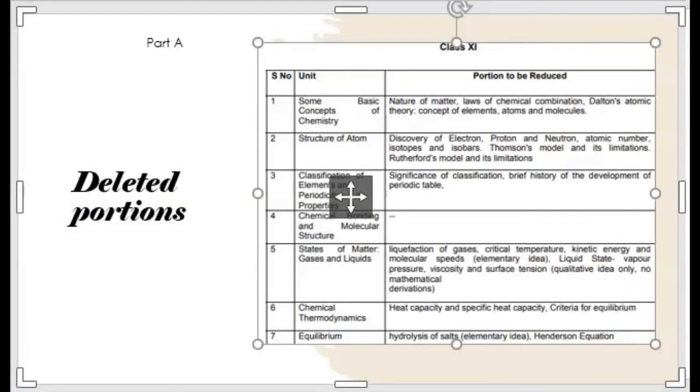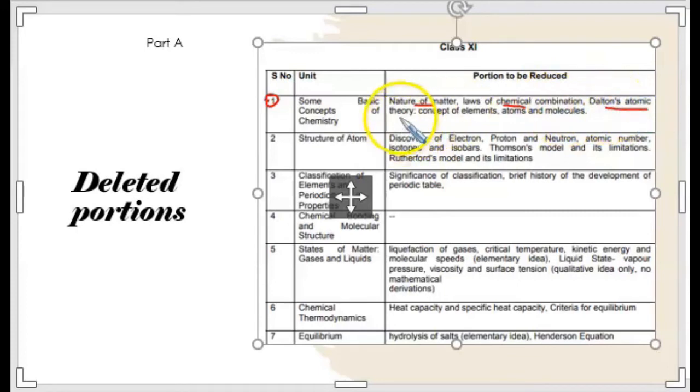Now we are going to see the deleted portions, and you all know that about 30% of our syllabus got reduced. From the first chapter, some basic concepts of chemistry: nature of matter. You know what matter is? Matter is anything that can occupy space and have definite mass. So nature of matter is deleted, and laws of chemical combination are again deleted.